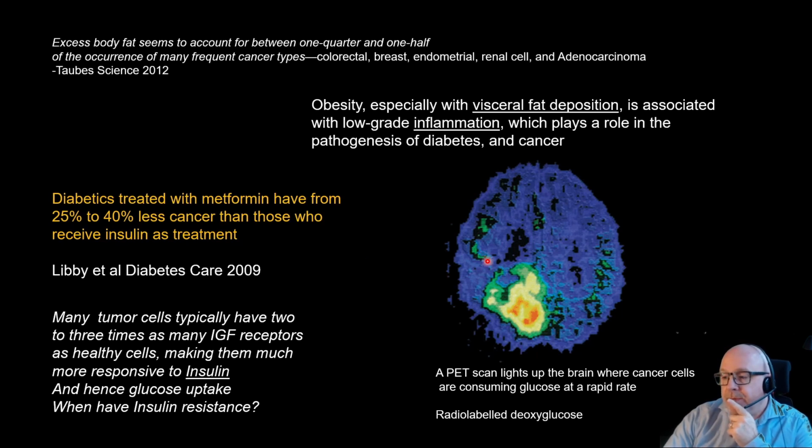If we look at a PET scan in the brain where we feed radio-labeled deoxyglucose, we see that it accumulates in the area where we have this tumor. And what they say is that many tumor cells typically have 2 to 3 times as many insulin growth factor receptors as healthy cells, making them much more responsive to insulin and hence glucose uptake. So many cancer cells have had a metabolic rewiring. One of the reasons why we study metabolism and these metabolic pathways at all is to understand the differences between normal healthy cells and cancer cells.